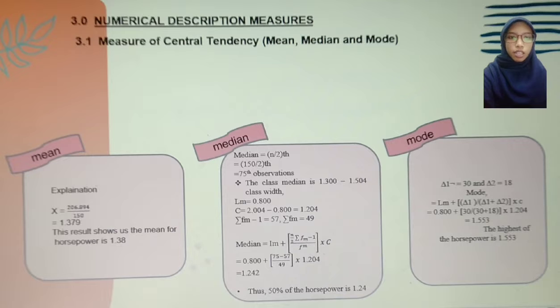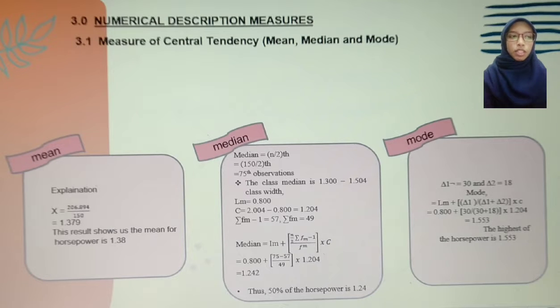The first is mean. X equals 6.894 per 150 equals 1.379. This shows us the mean for horsepower is 1.38. The second is median. Median equals 150 per 2, the 75th observation. Median equals 0.800 plus in bracket 75 minus 57 per 49 multiply 1.204 equals 1.242. Thus 50% of the horsepower is 1.24.